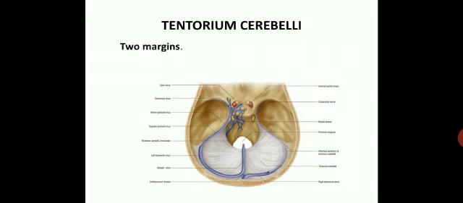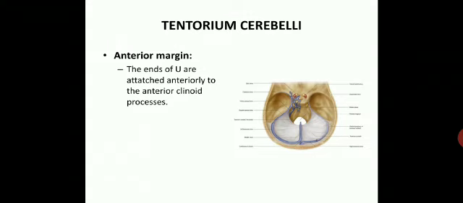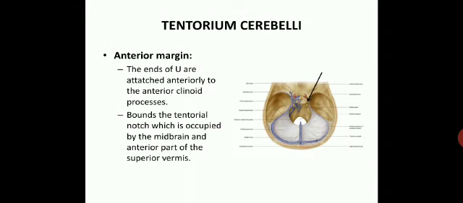It has two margins, the free margin which is U-shaped and the attached margin. The anterior margin is U-shaped and the ends of the U are attached anteriorly to the anterior clinoid processes. It bounds the tentorial notch which is occupied by the midbrain and the anterior part of the superior vermis.